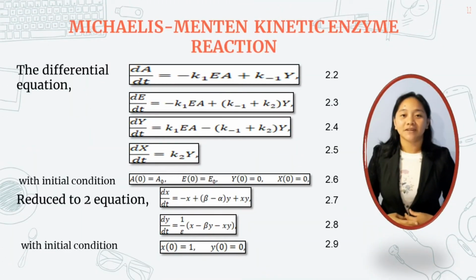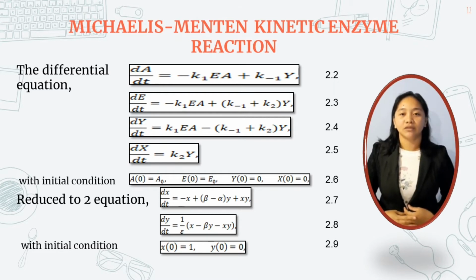The system of differential equations can be written corresponding to the dynamic of this reaction, which are shown in equations 2.2, 2.3, 2.4, and 2.5, with the initial condition shown in equation 2.6. Equations 2.2 until 2.5 can be reduced to two equations for A and Y, which can be seen in equations 2.7 and 2.8 with initial condition in equation 2.9.